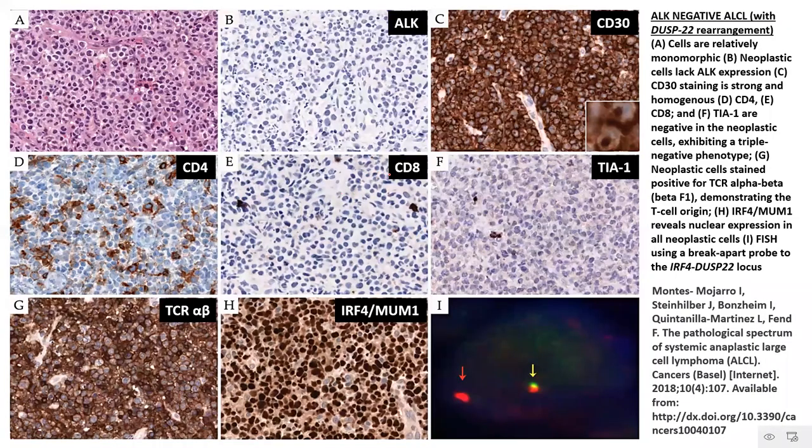Now, this is a case of ALK negative anaplastic large cell lymphoma. The morphology stays the same. The CD30 strong expression pattern also stays the same. Only the ALK IHC is negative in these cases.